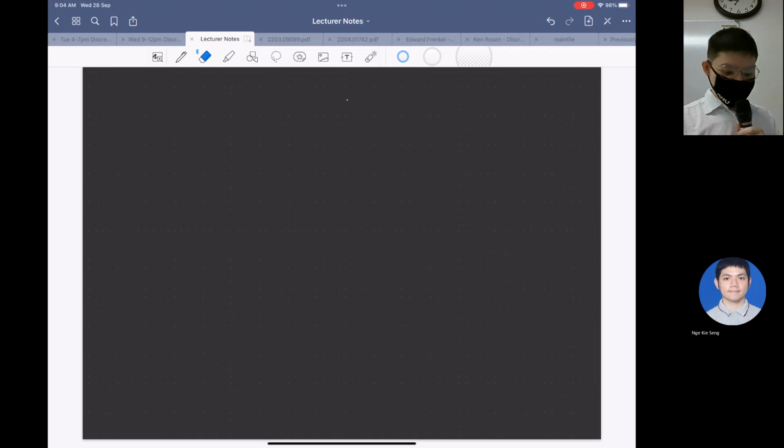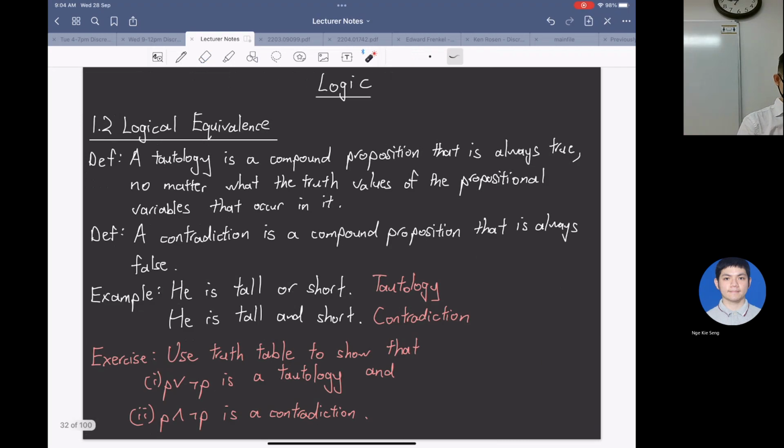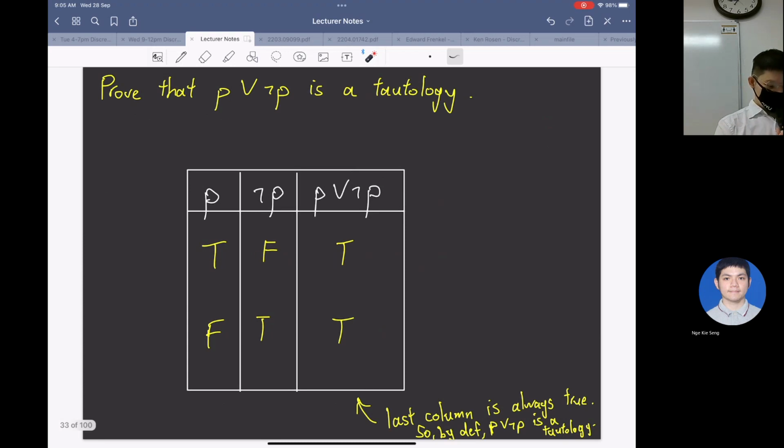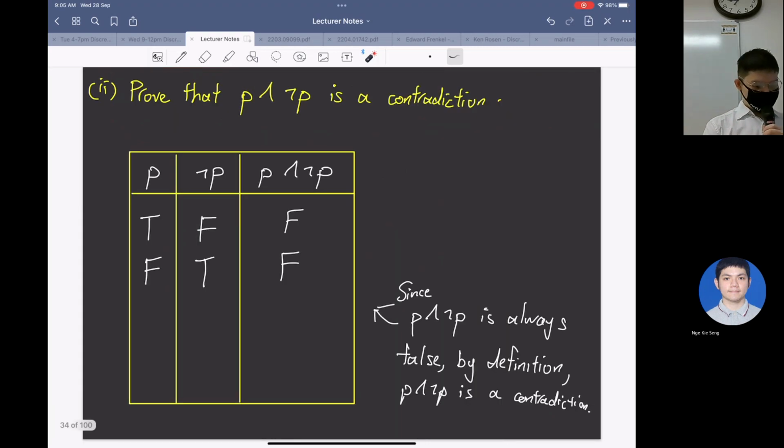Just to remind you from last week, we talked about tautology, which is a compound proposition that is always true, and contradiction, which is the opposite, a compound proposition that is always false. Then I showed you two general examples, and how to show something is a tautology: you consider all the choices and prove that it is always true. For contradiction, you show that it's always false for every choice. This is from last week.